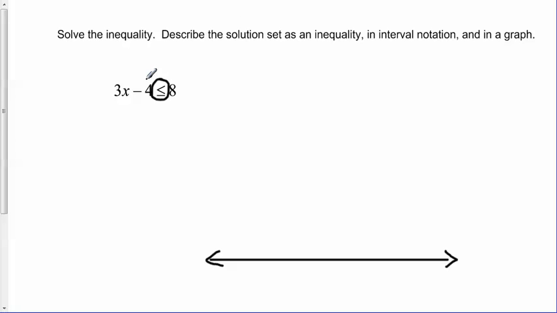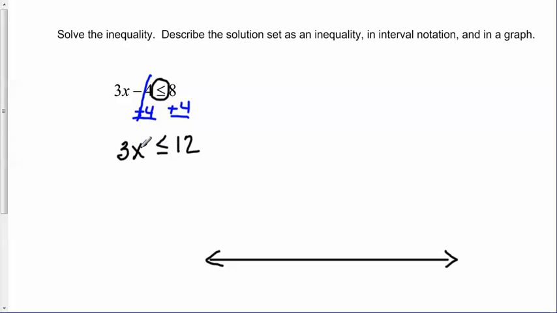So to solve for x, the first thing we're going to need to do is add 4 to both sides of this inequality. So we'll do our add 4 here. The minus 4 plus 4, those are going to cancel out, and that's going to leave me with 3x on the left side. My inequality is going to come straight on down, less than or equal to, and then 8 plus 4 over here is going to give me 12.